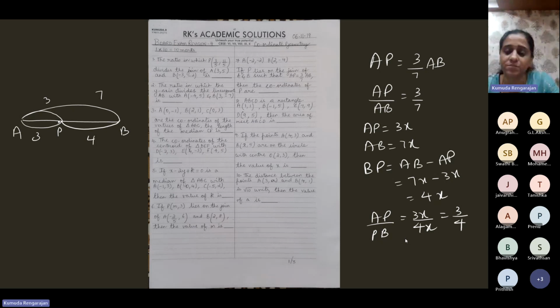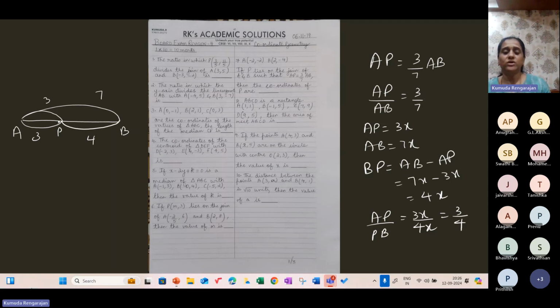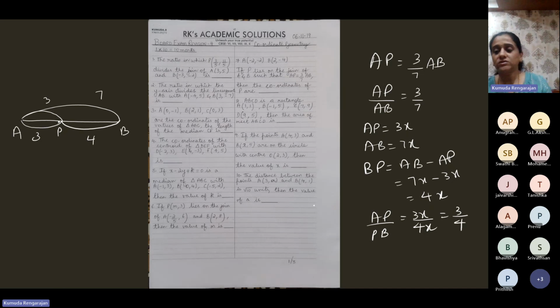Answer for the 9th one. What's the value of X? 2. Correct. X is equal to 2. Correct. And for 10, the value or values for A? Then 4 or minus 2. Perfect, Bhavishya. Very good. Last two answers by Bhavishya. Correct. Very good.